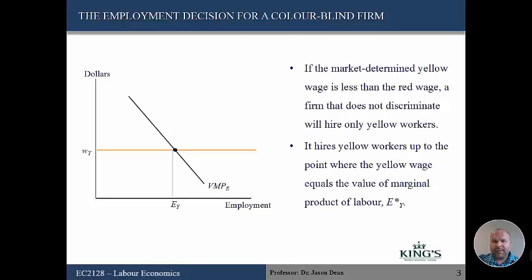Now, let's think about the employment decision for a colorblind firm. Okay, so a firm that doesn't care whether they're red or yellow. And if that's the case, let's suppose that the market determined yellow wage is less than the red wage, okay? If that's the case, then a firm that doesn't care about the color of the workers will not discriminate and hire only yellow workers because they're both equally productive. Why not hire the one that is the cheapest? And so they would hire EY workers. They would set the wage of yellow workers equal to the value of the marginal product and hire EY for yellow.